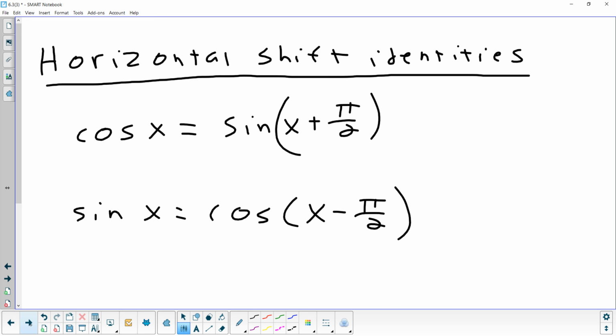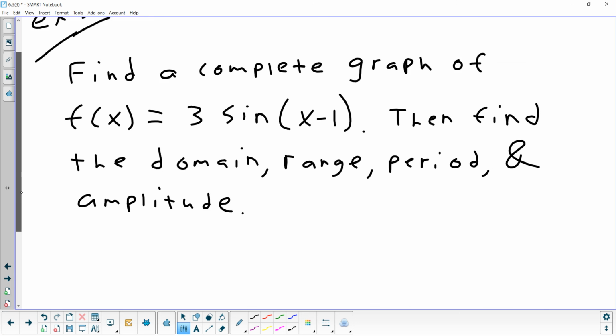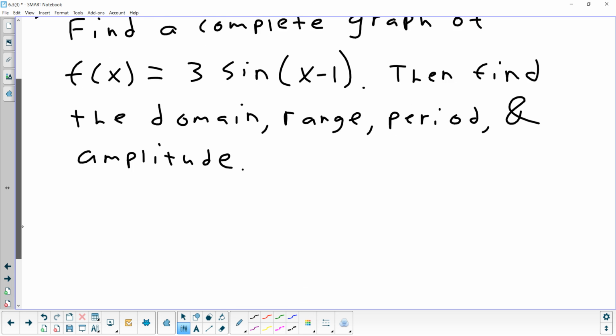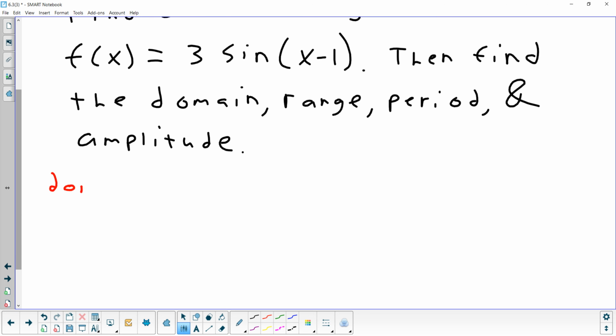We'll do that one, and then I think that'll be good. Okay, find a complete graph. Well, let's do the complete graph last. Let's see if we can figure out everything first, without a picture. What's the domain? Yep, all real numbers. Not too much thinking we have to do with that one.